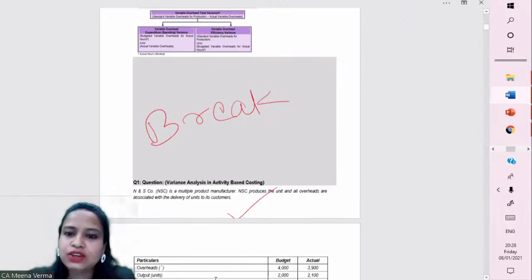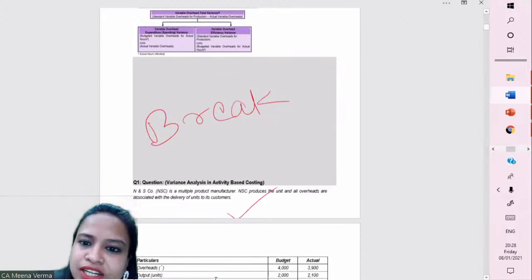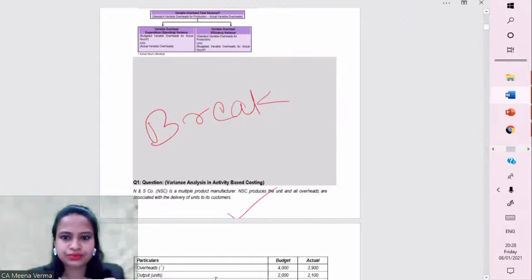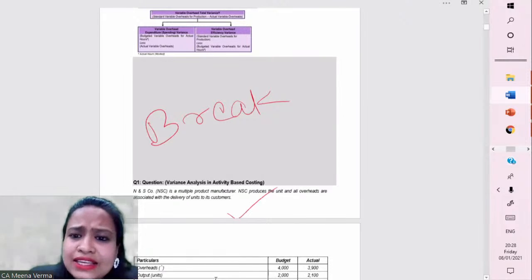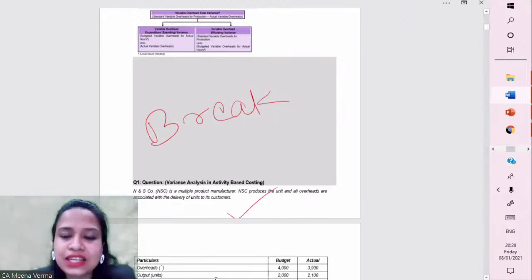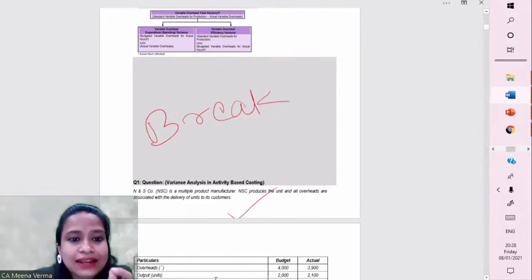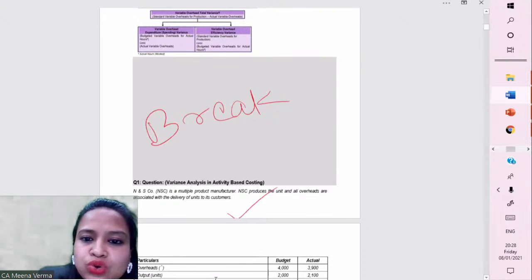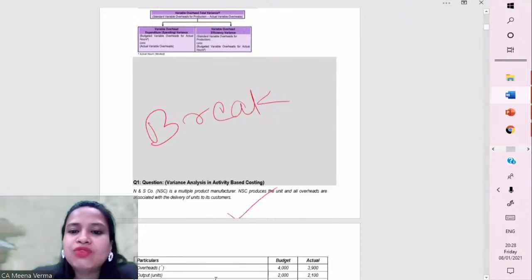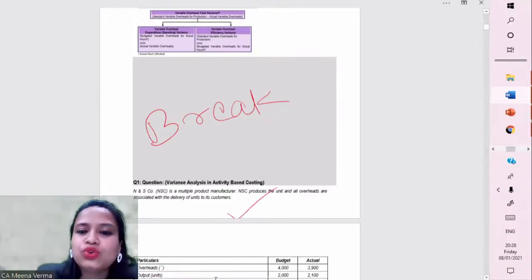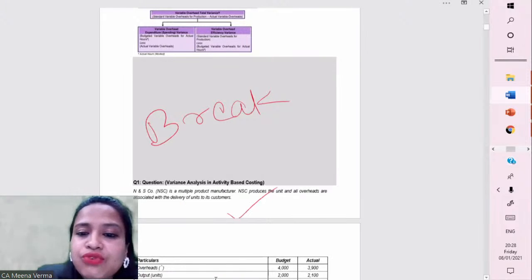For example, I know the actual delivery will be 19. This delivery is for actual output. I can deliver 2900 units through how many deliveries? 19 deliveries. Now I want to find the standard delivery for actual output. I know the standard for 2000 units, but I want to know the standard number of delivery for actual output.